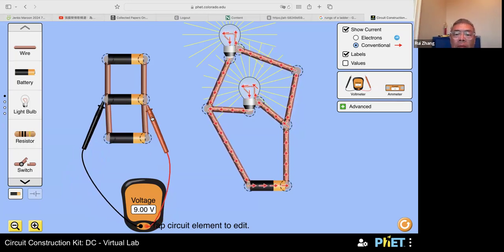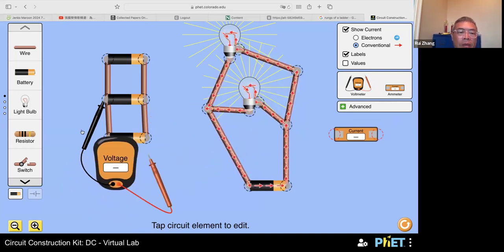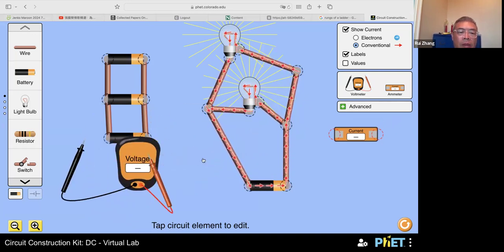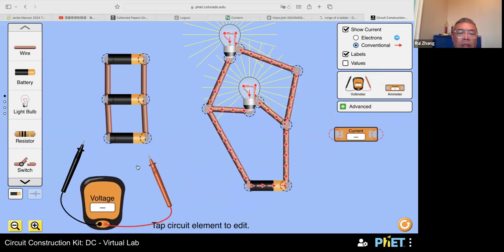Now let's talk about measuring current. For that you need an ammeter. This is a little different from measuring voltage. Let me bring the voltmeter back. I don't even know how to bring it back. Maybe we cannot. Anyway, let's leave it there.